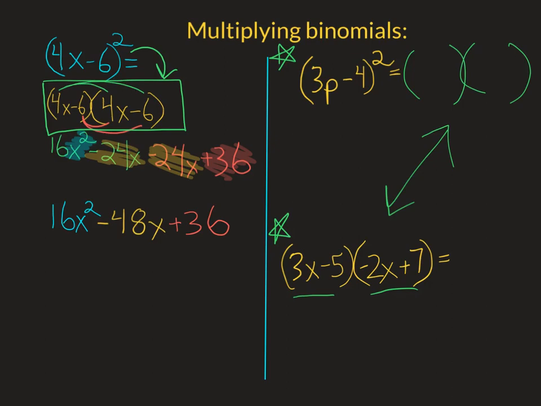But if you would like to see the shortcut, or did you notice the shortcut, anytime you are working through a binomial that's squared like that, your first term is going to multiply with itself. So the 16x squared is just the 4x times another 4x. The last term is just the second term of the binomial multiplied with itself, negative 6 times negative 6. So there's always that shortcut.